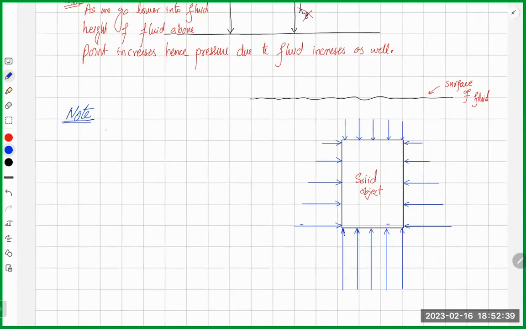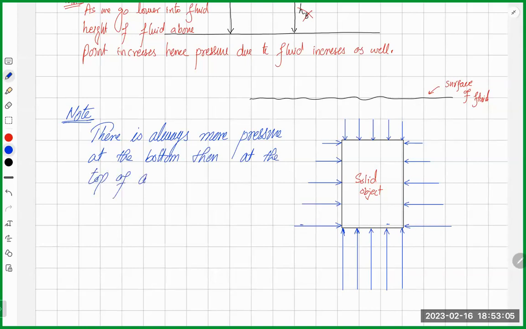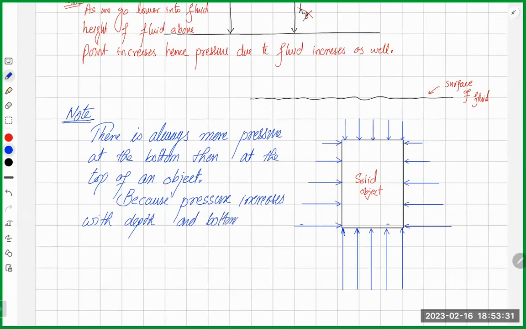There is always more pressure at the bottom than at the top of an object because pressure increases with depth, and the bottom is always at more depth.